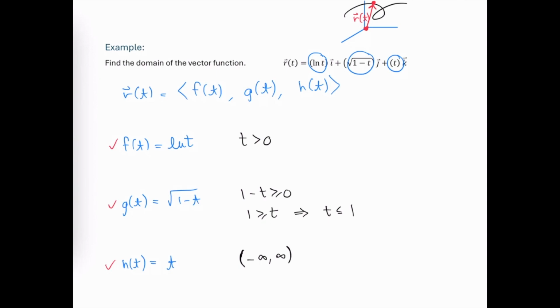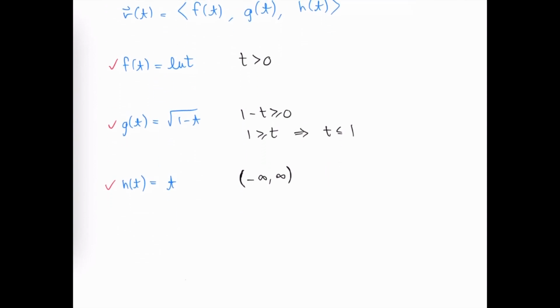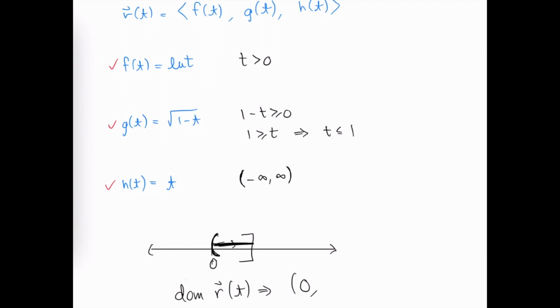Now, we'll simply take these three domain restrictions and find out where they overlap. So on our number line, we have all the t values that are greater than 0, but also less than or equal to 1. So in here is the region where all three domains overlap. So then this region will be the domain of our vector function r of t. We are allowed to plug in any t values that are in the interval from 0 to positive 1, not including 0, but yes, including positive 1.